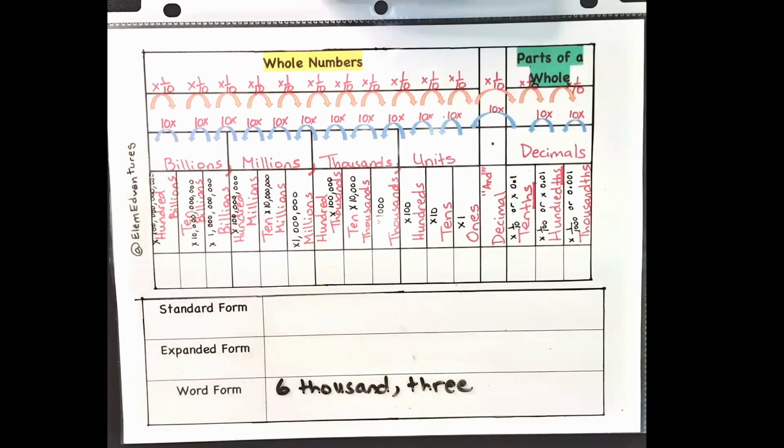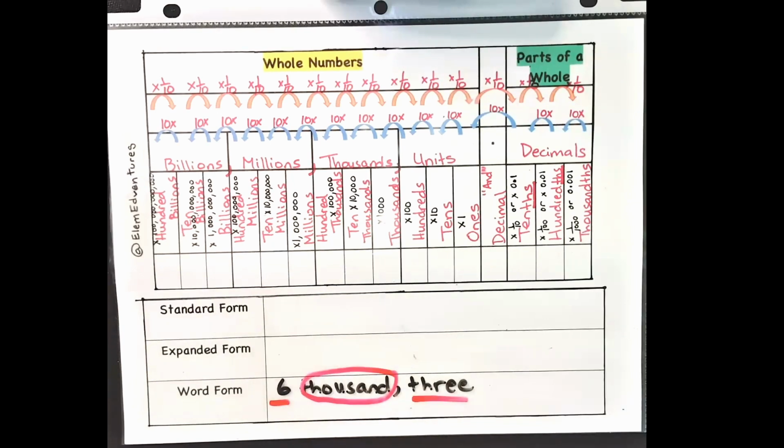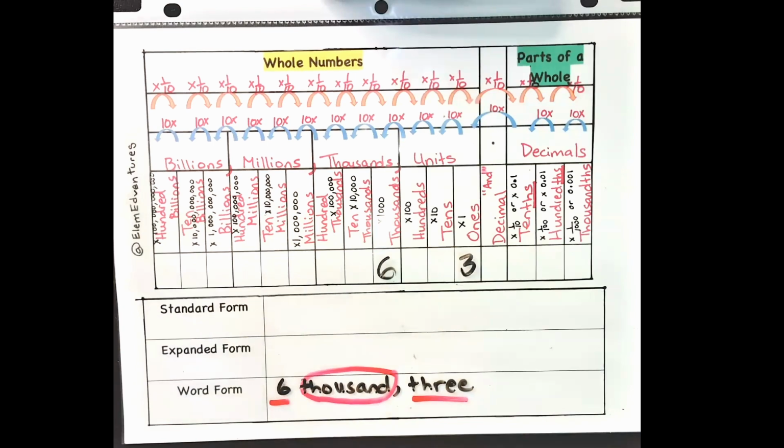Here I have short word form 6,003. I underlined the digit 6 and the digit 3. I've also circled the place value 1,000. This is telling me that the digit 6 is in the thousands place. Next, I see the digit 3, but since it does not have a place value next to it, that means 3 is in the ones place. Remember, we could also put 6,003 units, but we normally don't see the word units because we understand that the last part of a whole number is in the units period.